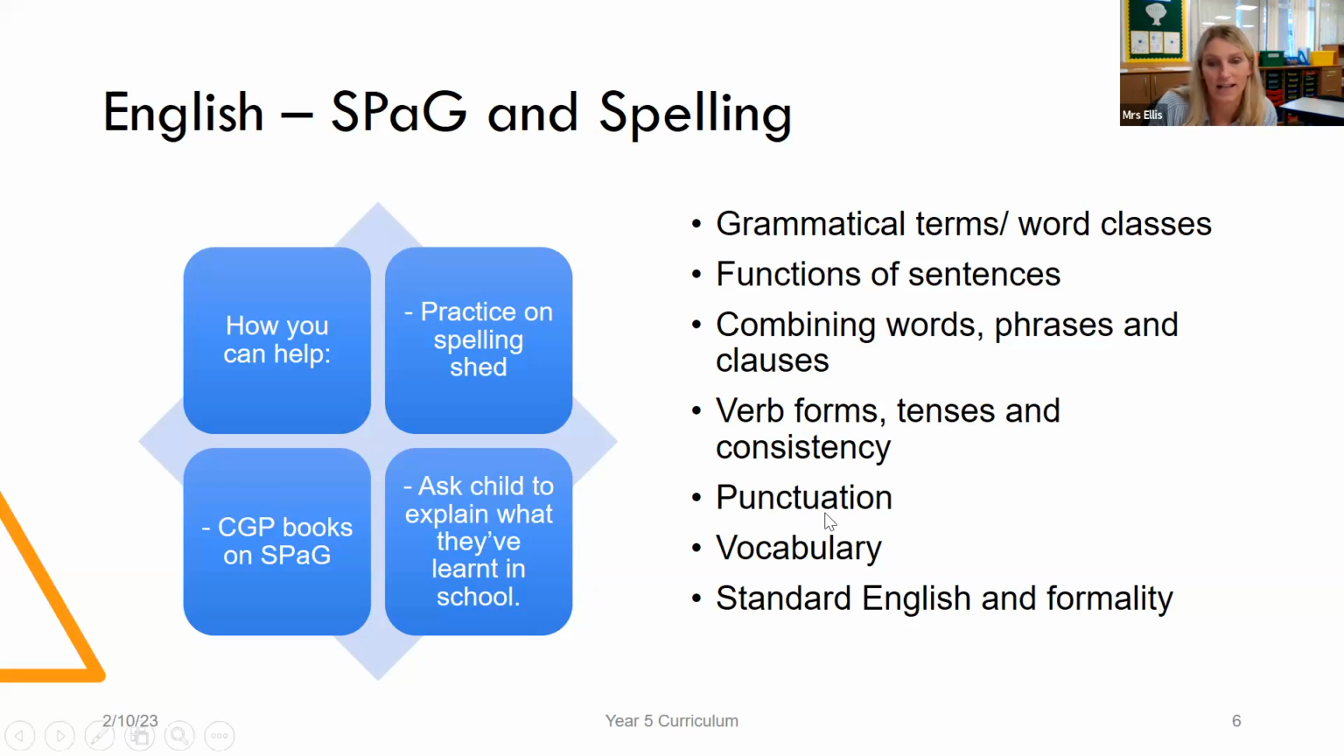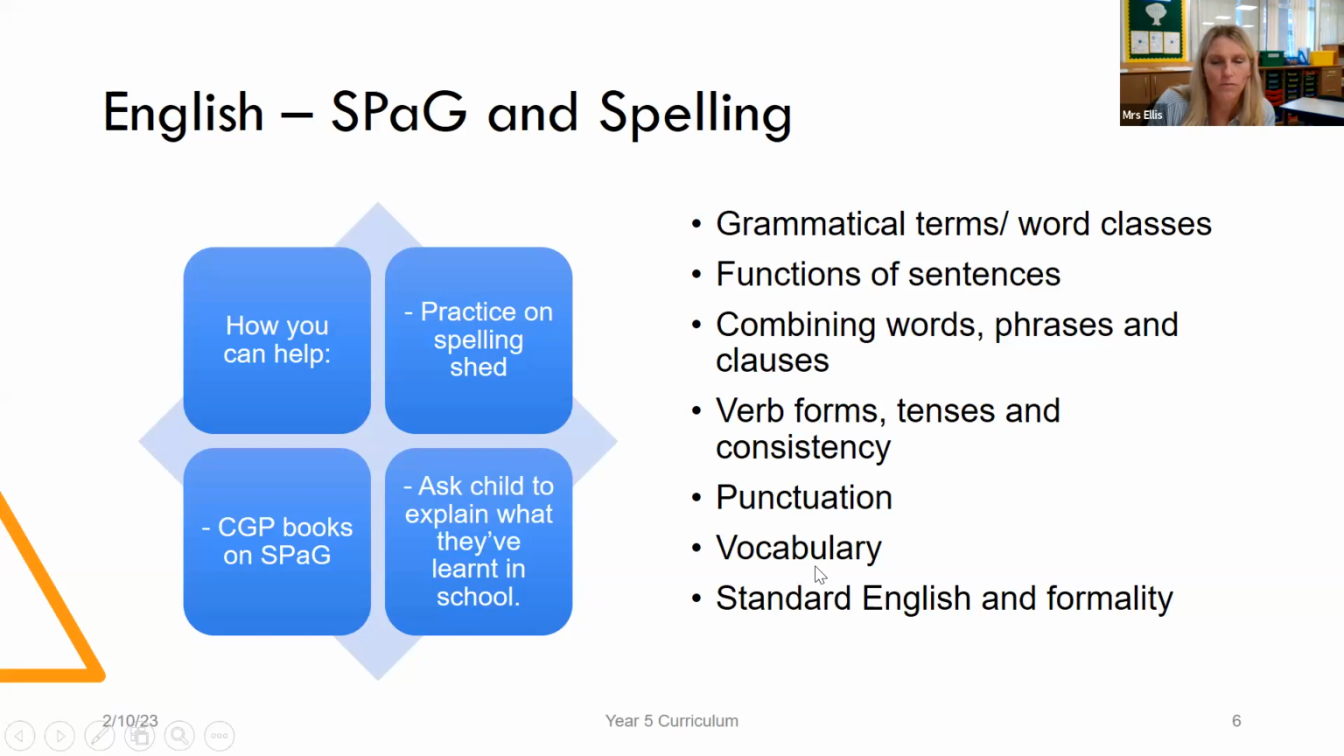constantly in their lessons. We look at punctuation, and we still pick up on punctuation that they've learnt in Key Stage 1 and they've learnt in Year 3 and Year 4, and that's embedded in Year 5 and used consistently before we introduce new punctuation as well.